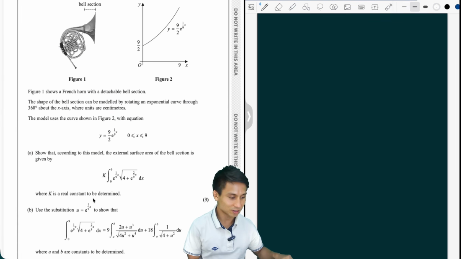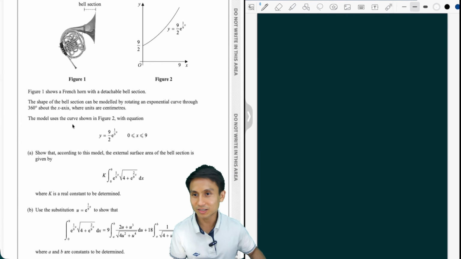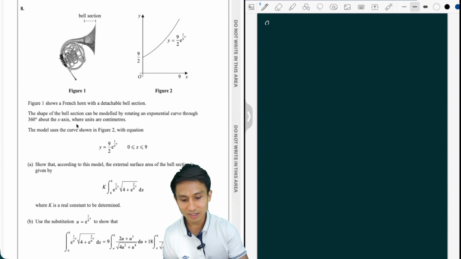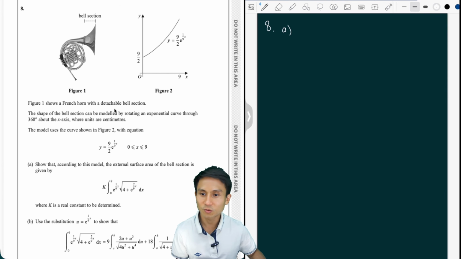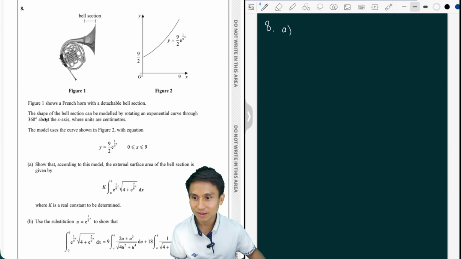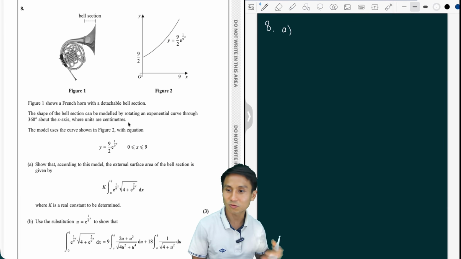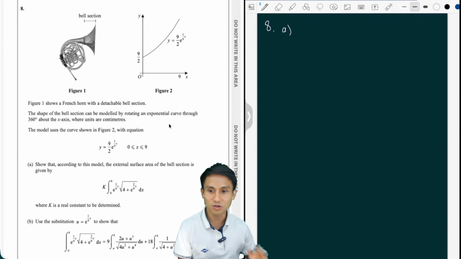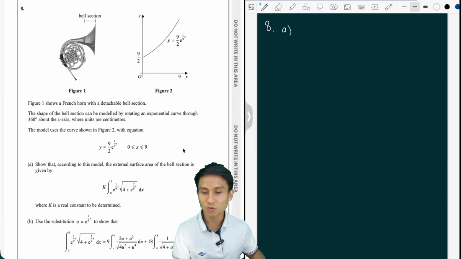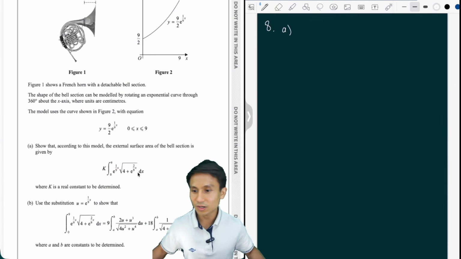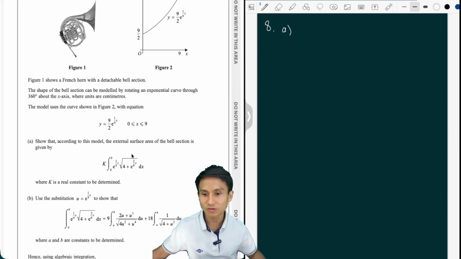Number 8. Well, some calculus now, maybe decent, not tedious. Figure 1 shows a French horn with a detachable bell section. Is the bell section here? The shape of the bell section can be modeled by rotating an exponential curve through 360 degrees about the x-axis, where units are centimeters. The model uses the curve shown in figure 2 with this equation. Part A: show that according to this model, the external surface area of the bell section is given by this.